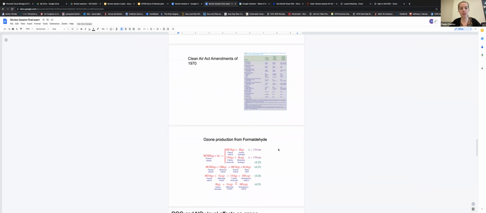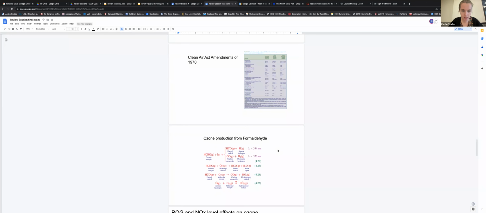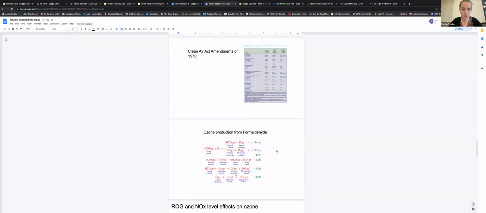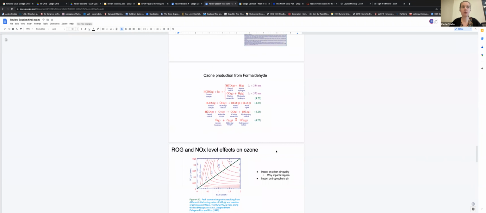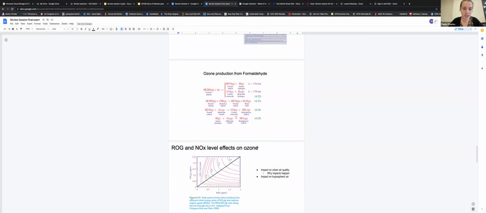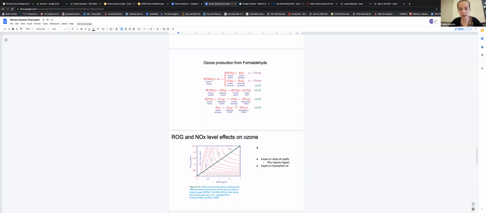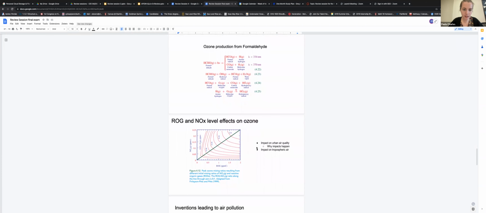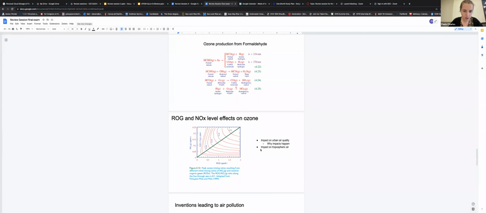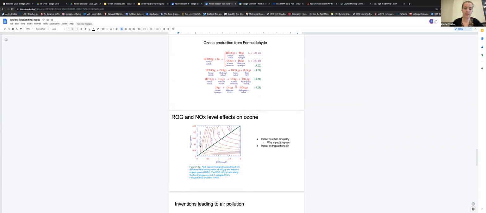So just know the key features and the key characteristics. And then ozone production from formaldehyde. We just want you to have a broad overview of it: what is involved, the fact that ozone can be produced from formaldehyde, and what is involved. That's pretty much it.